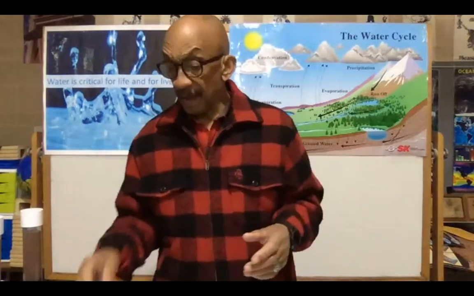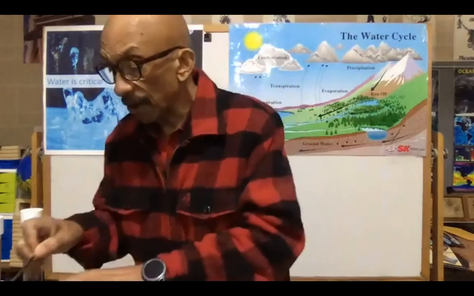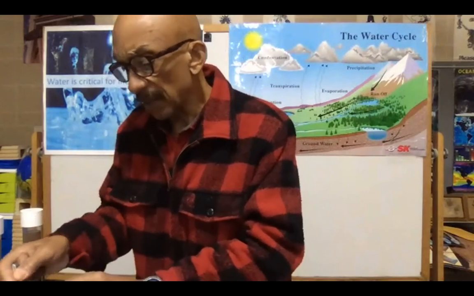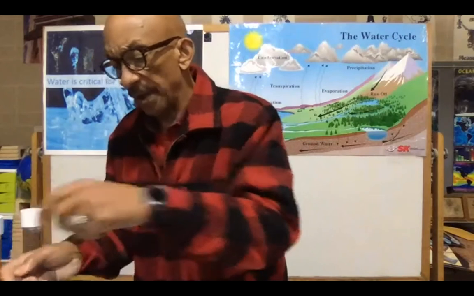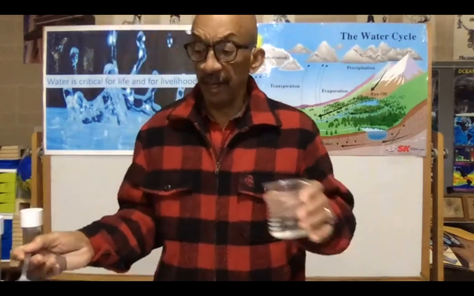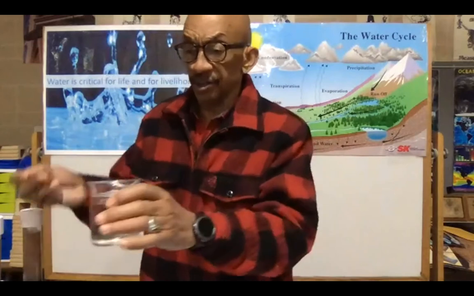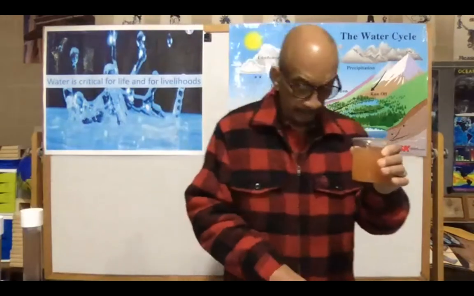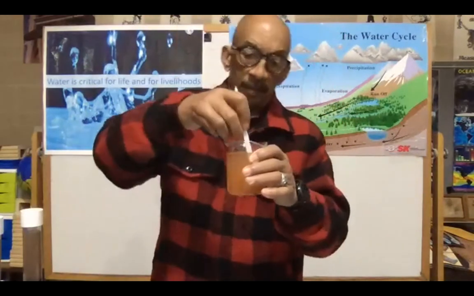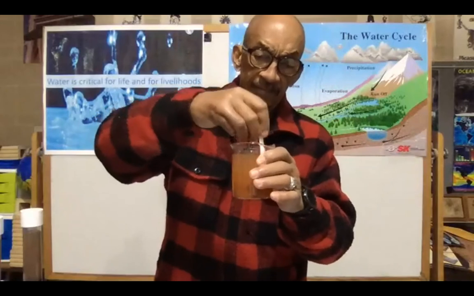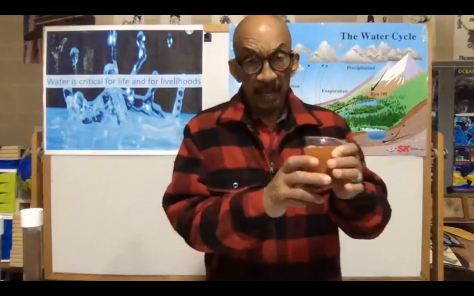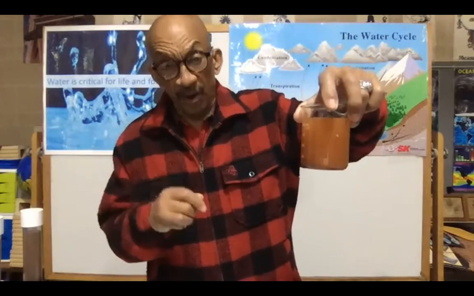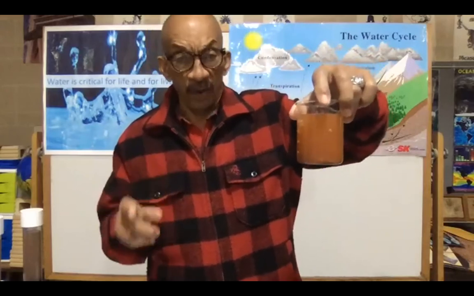Now, I have actual dirt from that river's riverbed, and that dirt is a reddish brown. I'm going to mix a little bit in the water and you're going to see what happens. Now I'm going to do a little bit of stirring to get that soil to mix in. And we can see, look at that. It's reddish brown. And so that's how that river gets its name, the Red River.